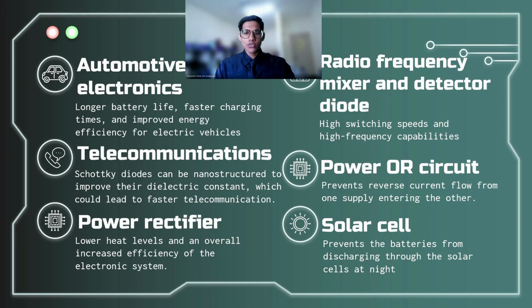Schottky diodes can be used in power OR circuit applications where current is generated by two parallel power supplies because of their low forward voltage drop, preventing reverse current flow from one supply entering the other. Schottky diodes can be used in solar cells to prevent the batteries from discharging through the solar cells at night.